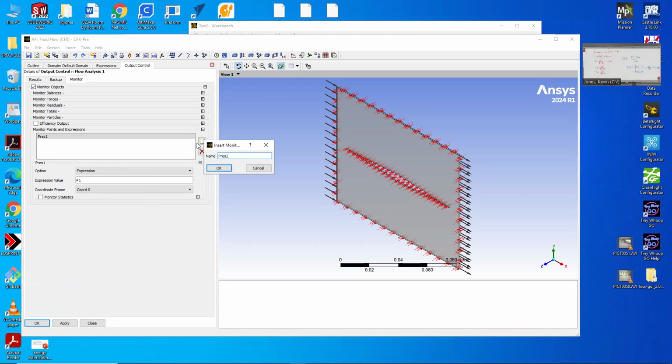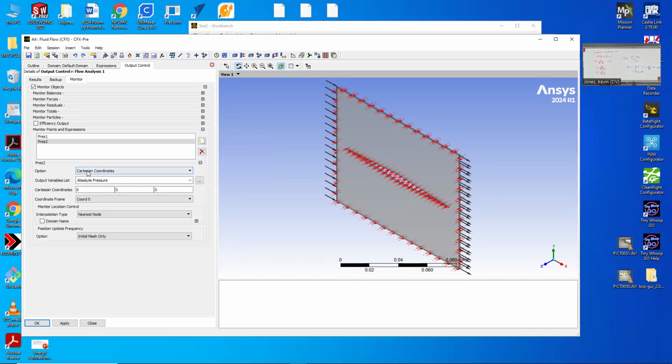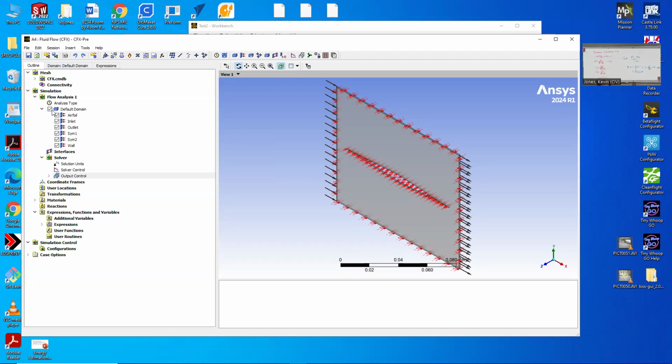Let's do. These don't actually change very much. Maybe I'll just stop at the first 2. All right. Is that done? And then let's go into solver control.